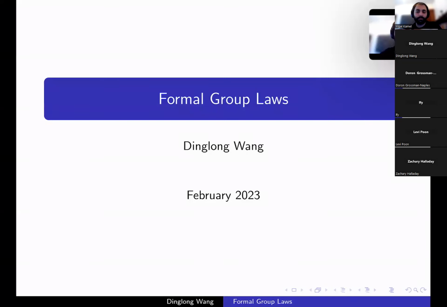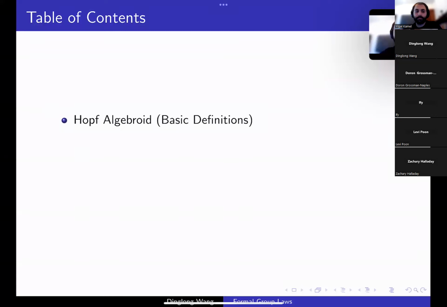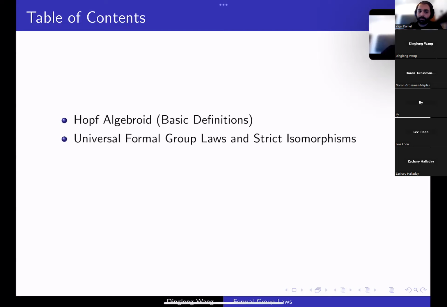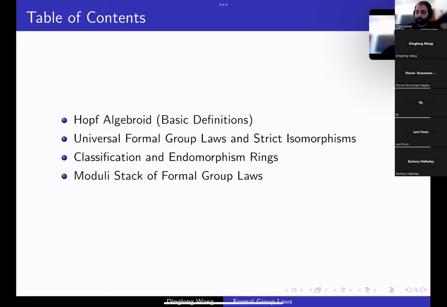And so first I want to talk about the basic definitions. Very few basic definitions, like just what is a Hopf algebra. I want to also talk about the universal formal group laws and the strict isomorphisms between them, and between the formal group laws, and the classification and endomorphism rings. And if time permits, I will talk about the modular stack of formal group laws. I'm unfamiliar with the modular stack.